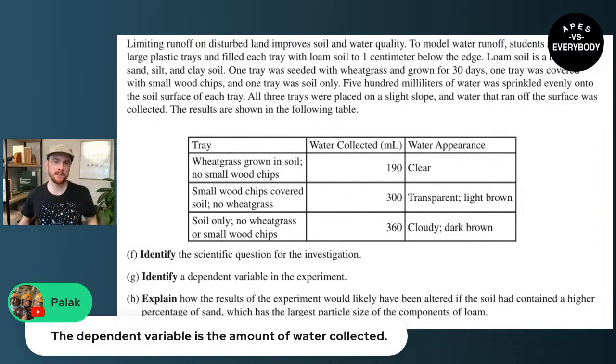Pollack is correct. The dependent variable is going to be the amount of water collected. You could also say the appearance of the water collected.